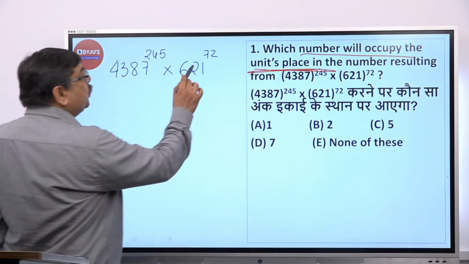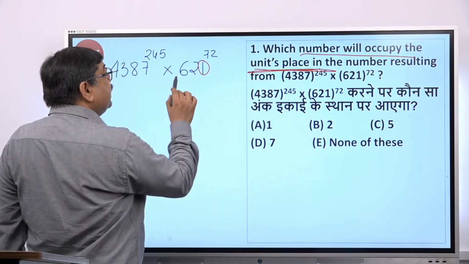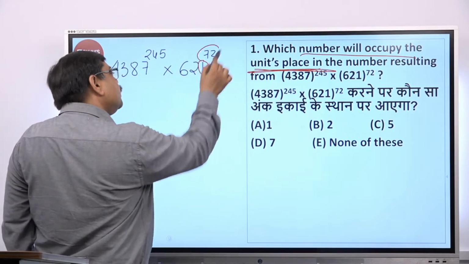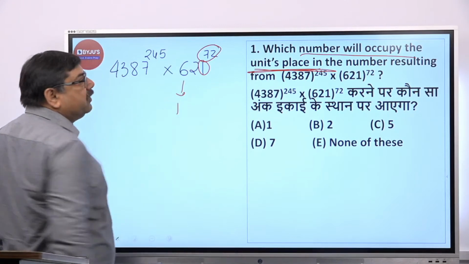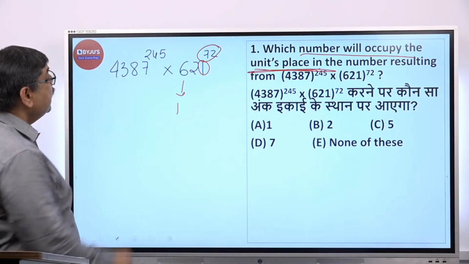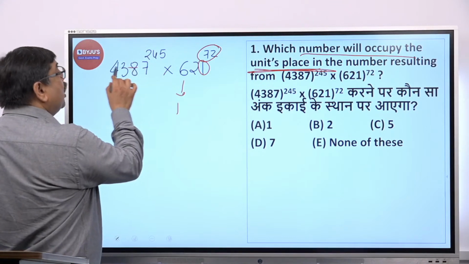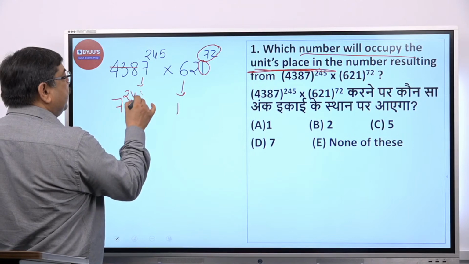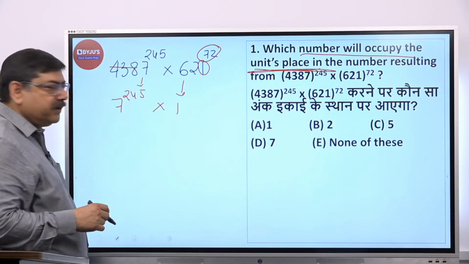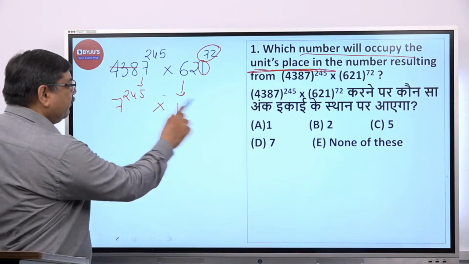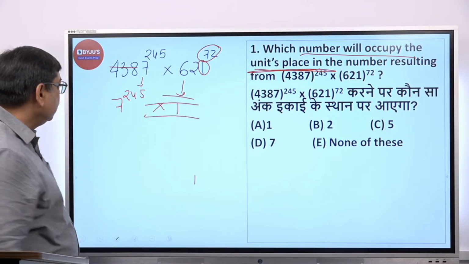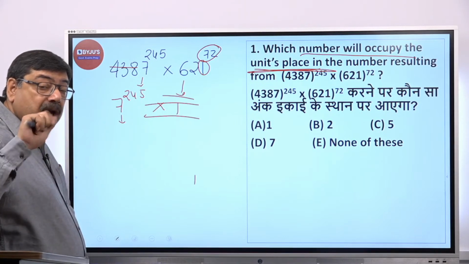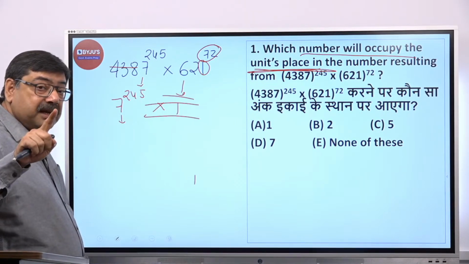Now here, you know this number 621. What does it have in units place? 1. Raised to any number will give you 1 in the units place. Now, 7 is all that we need. So this is 7 raised to 245 into 1. So ignore this one. It's not required. Now here what do you do? You find out the nearest multiple of 4. Why? Because the cyclicity of 7 is 4.